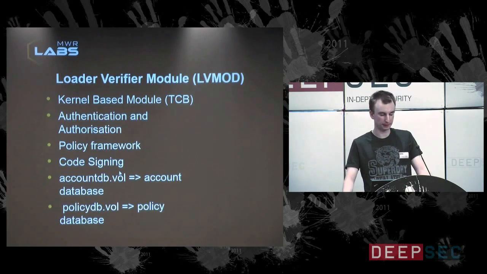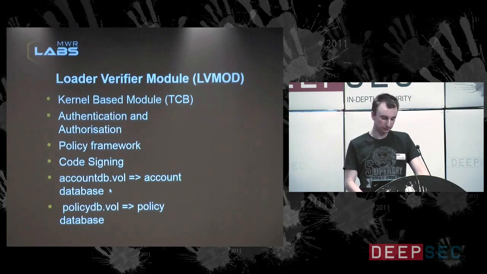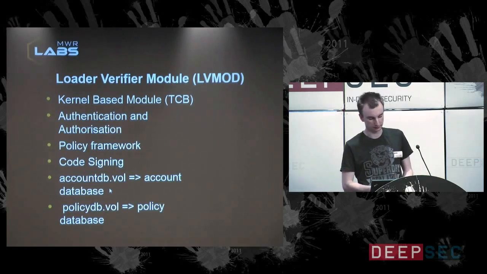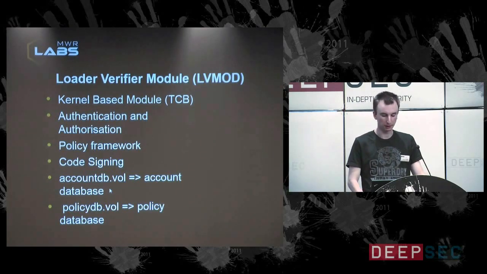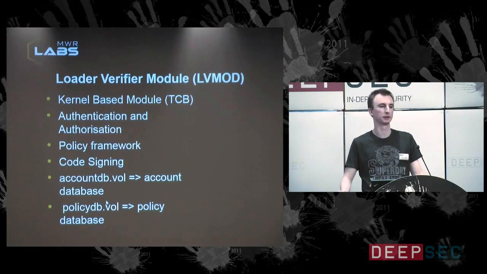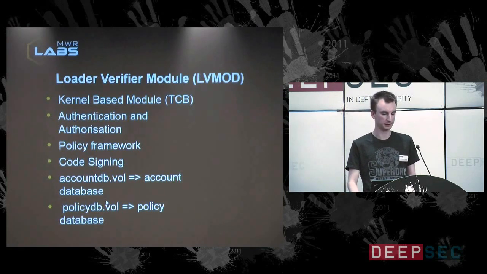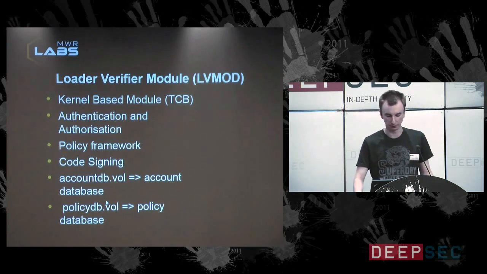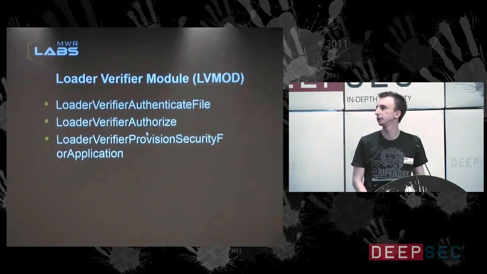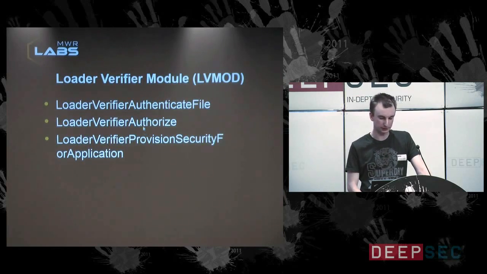There's two critical databases which are used by the loader verifier. The accountdb.vol, which is where the accounts, the usernames, groups, and so on, assignments are stored, and the policy database, which is where the policy entries and the security policy for the device is stored. This is obviously protected by the trusted computing base as well. It's in the kernel, so an attacker needs to bypass this or compromise this to actually have full control of the device.